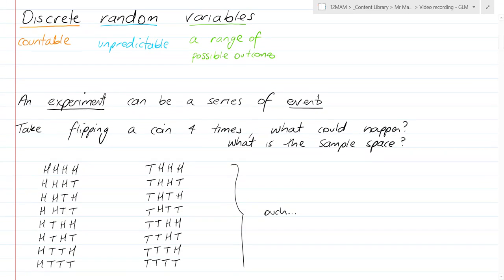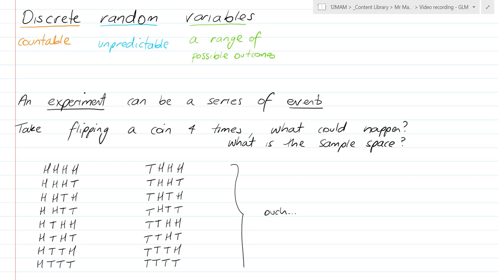So a discrete random variable is discrete, and discrete, you recall, is something that's countable. It's random, so it's unpredictable, and it's a variable, so there's a range of possible outcomes, and that's why it's called a discrete random variable. We're pretty good at that in maths, in naming things very specifically after what they actually are.